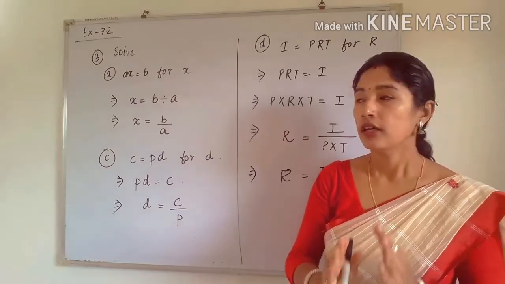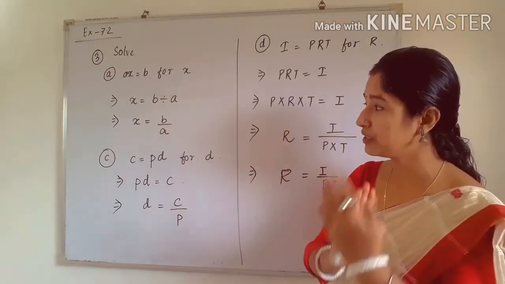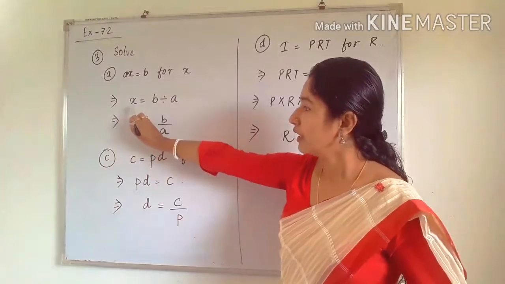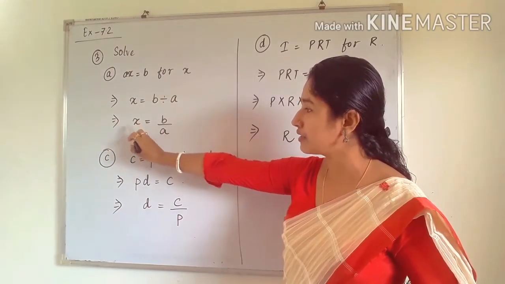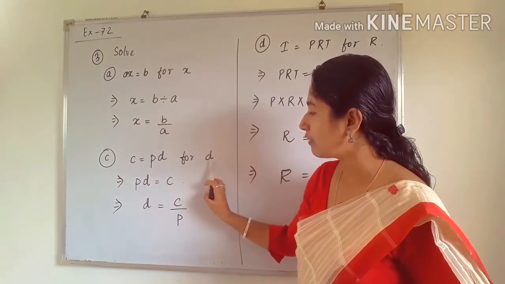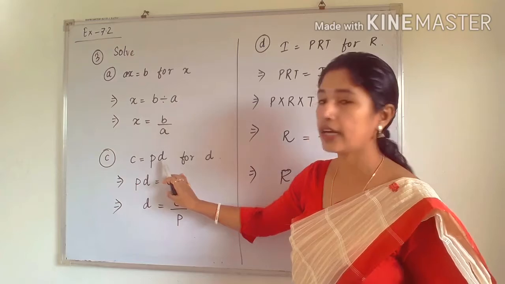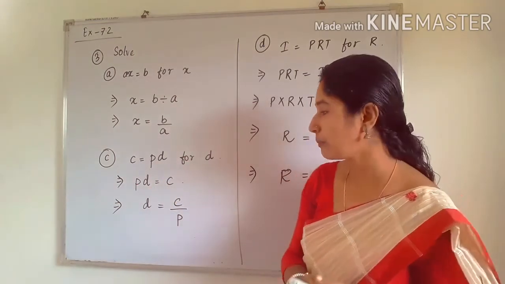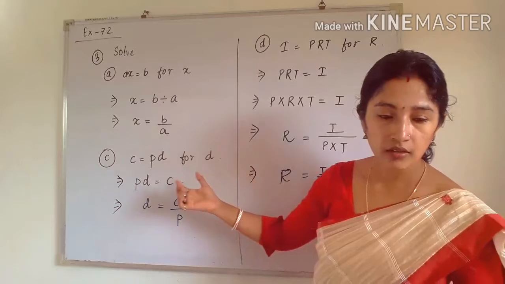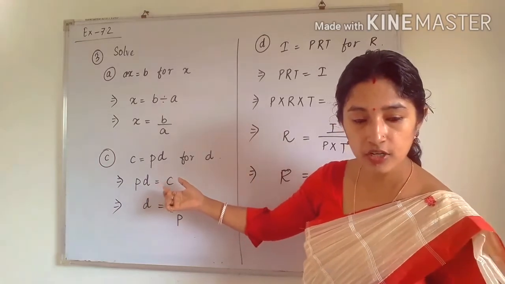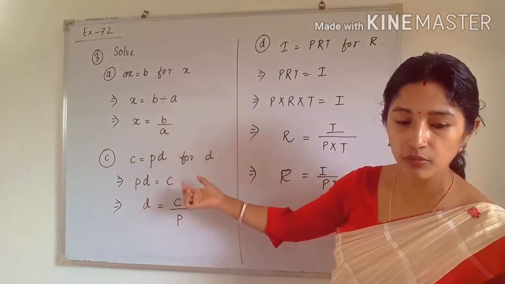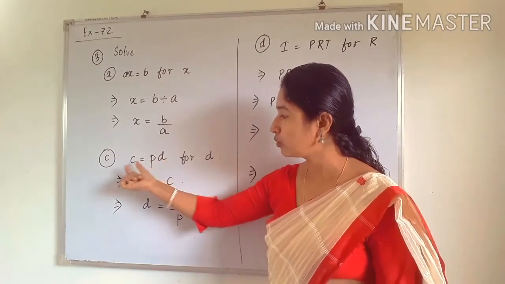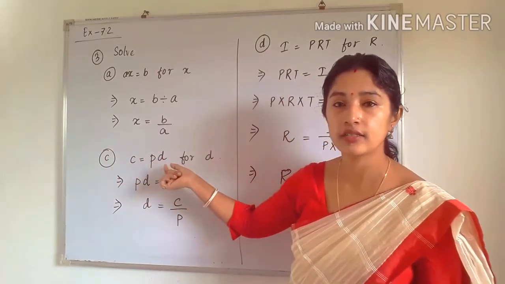So remember, you have to keep this on one side, so that side will be our left hand side. See here, x is at left hand side. Similarly, here we have to find the value of d, but d is on the right side, so we have to keep it on left hand side. So how to keep it on left hand side? That is similar to our previous question which we have discussed in question number 2. So we will interchange right hand side to left hand side and left hand side to right hand side.